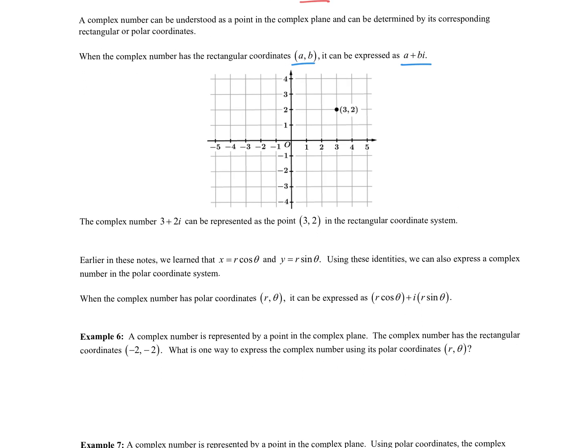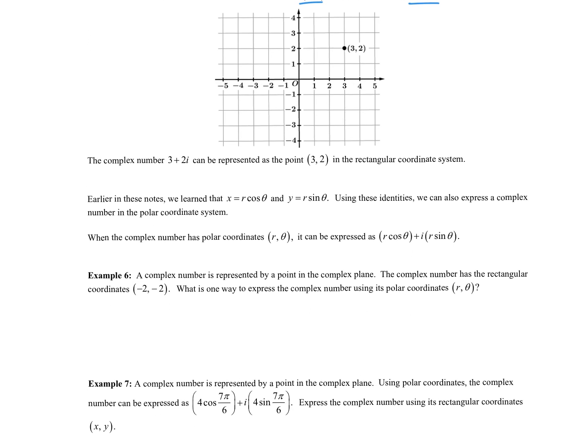The complex number 3 plus 2i can be represented as a point 3, 2 in the rectangular coordinate system. Earlier in these notes, we learned that x equals r cosine theta and y equals r sine theta. Using these identities, we can also express a complex number in the polar coordinate system. When the complex number has the polar coordinates r, theta, it can be expressed as r cosine theta plus i r sine theta. All right, fantastic.